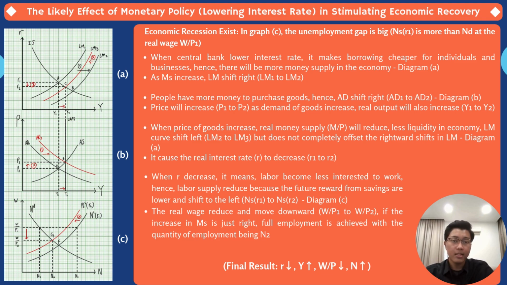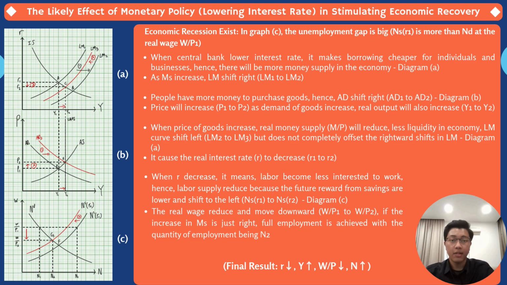In diagram B, since people have more money to purchase goods, aggregate demand will shift to the right from AD1 to AD2. This will result in an increase in price to P2 and the real output will also increase to Y2. When price increases, the real money supply, which is M divided by P, will decrease, which means less liquidity in the economy.